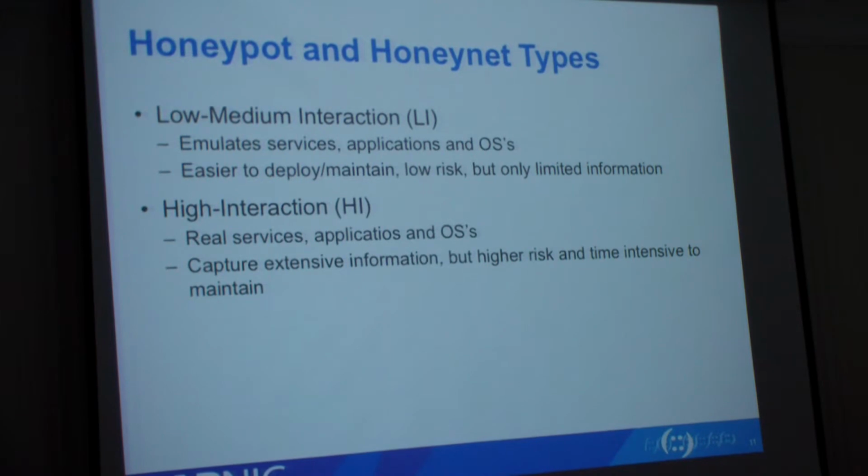Low interaction honeypots, or low to medium interaction honeypots, are very easy to deploy. You can even write a simple script for it. It has very low risk, right? But it is only as good as you make it, which means that maybe a real attacker will realize that you're just playing with him. He knows that this is not a real system. He tries to issue some commands, he will not get a result, for instance. So immediately he knows that this is a trap. He goes away, he or she.